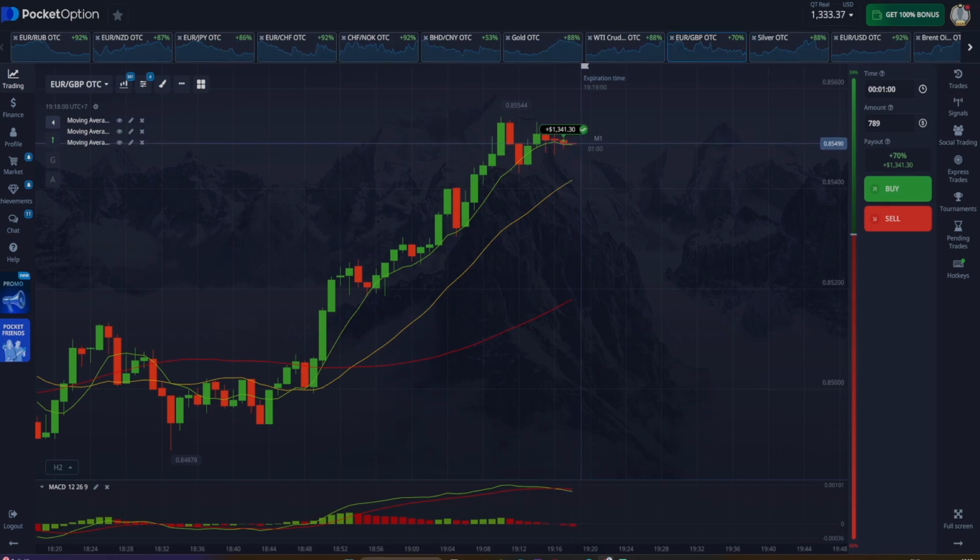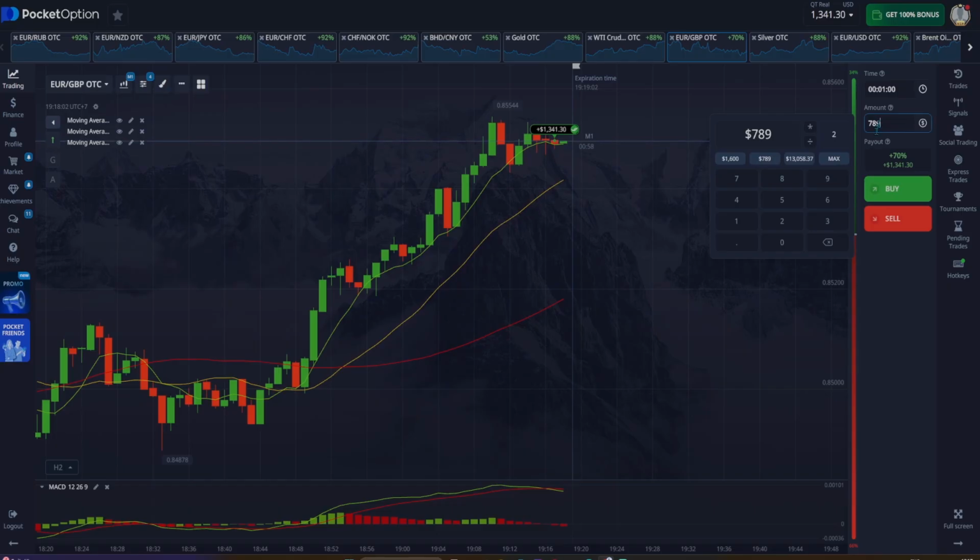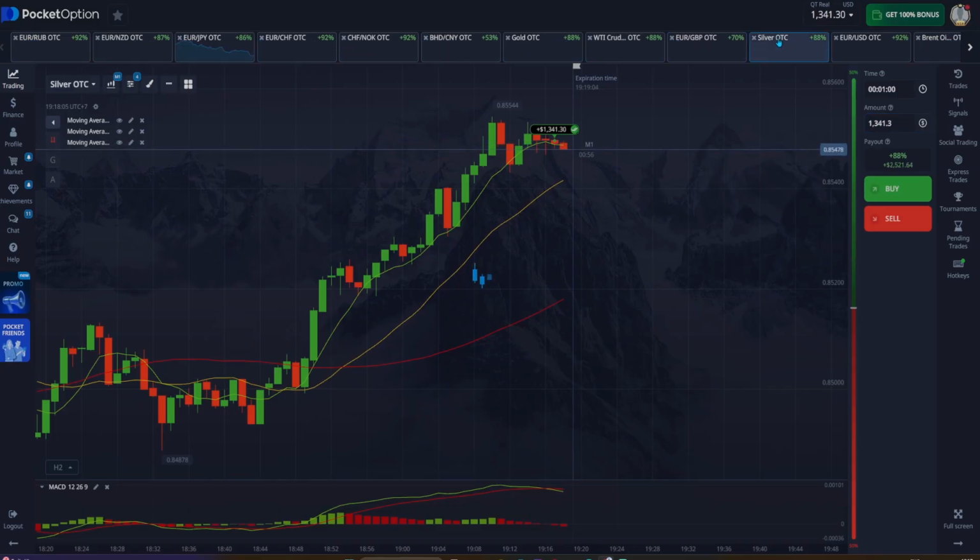Yes, exactly. Price is moving downward after the crossover. We're ready to open the market again for the next opportunity.